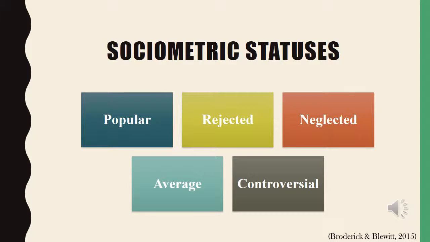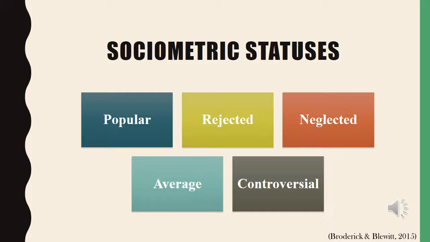Average children are those who receive an average number of positive and negative nominations, near the mean on both preference and impact scales. Neglected children are those who receive just few nominations overall, positive or negative. They have a low level of social impact. Rejected children receive a lot of negative nominations and few positive nominations. They're typically disliked, low preference, but have more of a high visibility or high impact than a neglected child would.